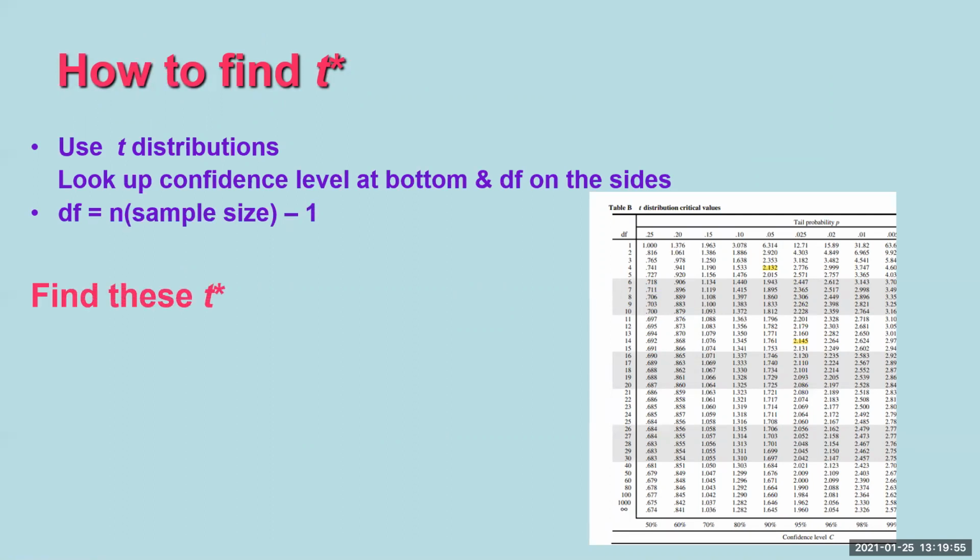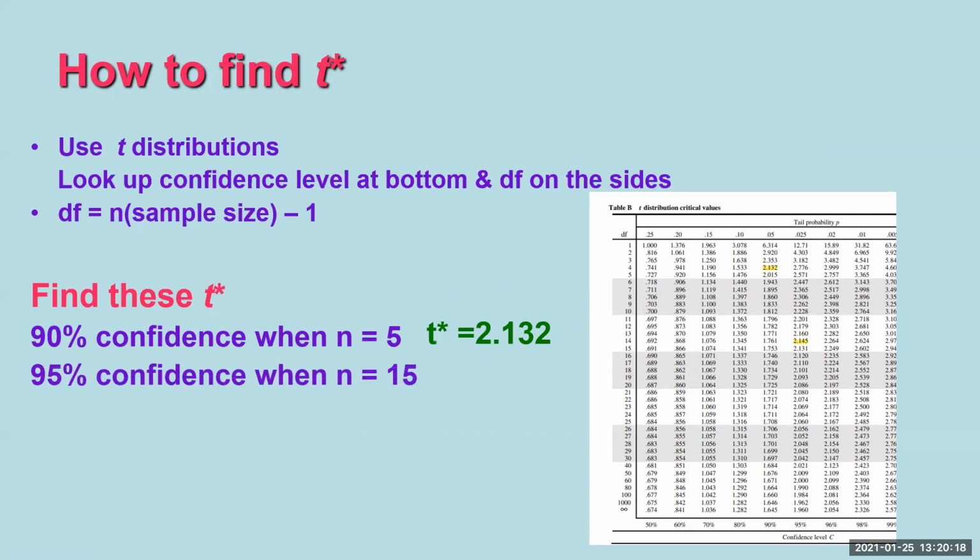So let's practice finding these t critical values. If we want to find 90% confidence when n equals 5, look at the horizontal confidence level, find 90%, and go up. If our sample size is 5, degrees of freedom is 5 minus 1, so 4. So that t critical value is 2.132. If we're trying to find 95% confidence when n equals 15, again, horizontally find 95% confidence, and go up. Degrees of freedom would be 15 minus 1, so 14. So 14 and 95% would give us a t critical value of 2.145.